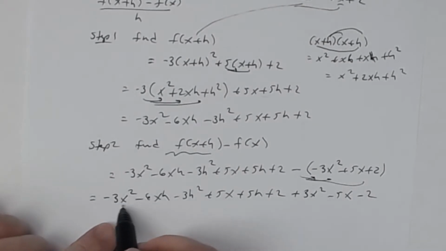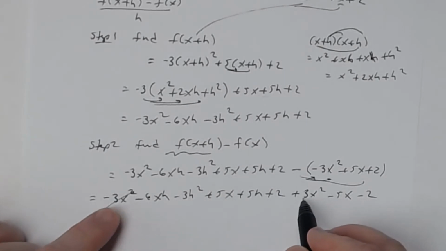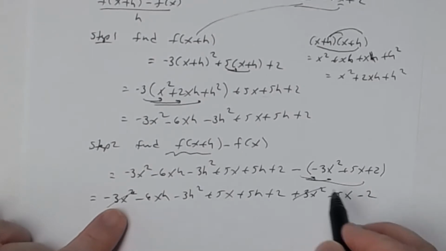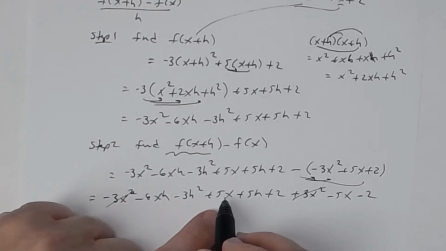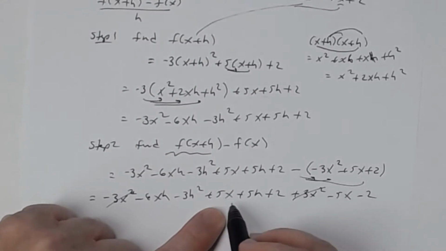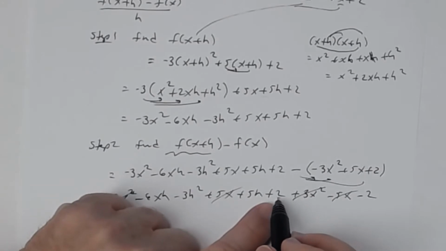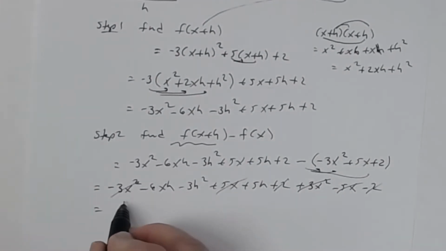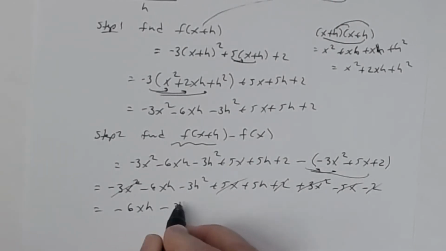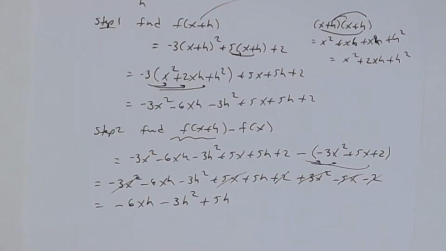For example, this term does not have a factor of h. Its opposite is here, so negative 3x squared plus 3x squared is 0. This has a factor of h, this has a factor of h, this does not. 5x, negative 5x. Those add up to be 0. This has a factor of h, this does not. Positive 2, negative 2. So the only terms left would be terms that have at least one factor of h. Okay?